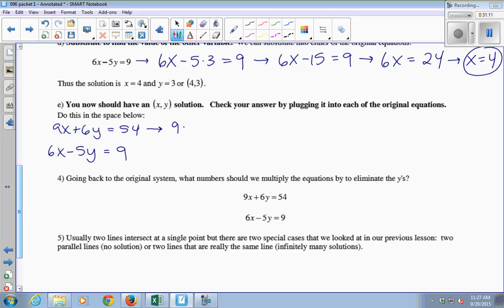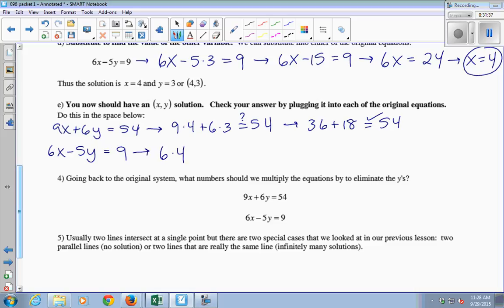Okay, so this becomes 9 times 4 plus 6 times 3. Does that equal 54? That's 36 plus 18. That is 54, yeah. Check. Okay, so it works for the first equation. Has to also work for the second equation.